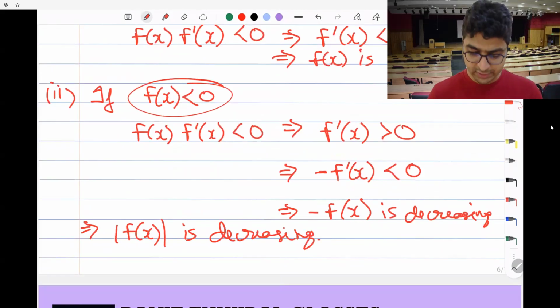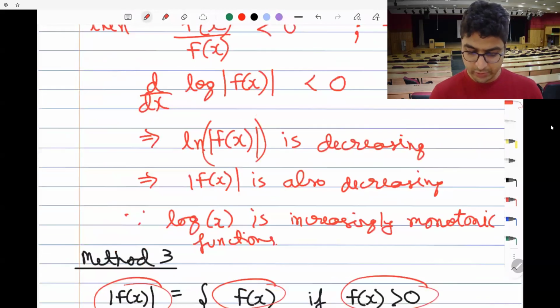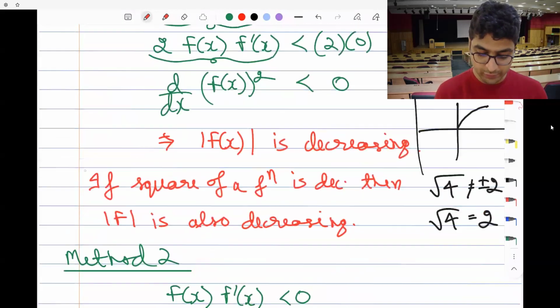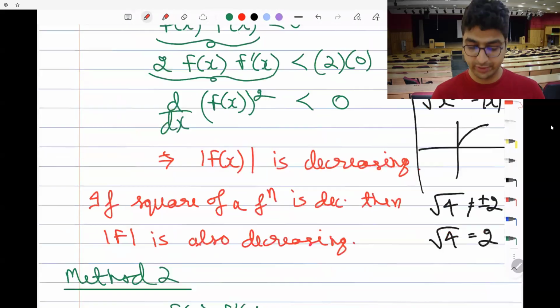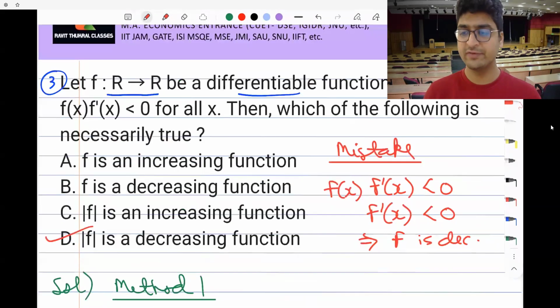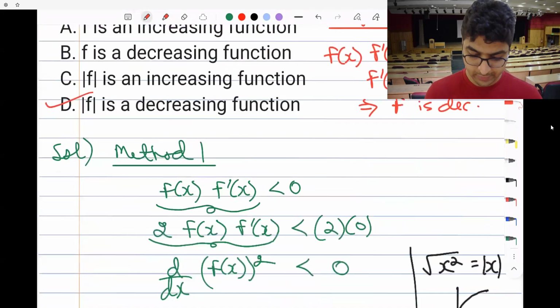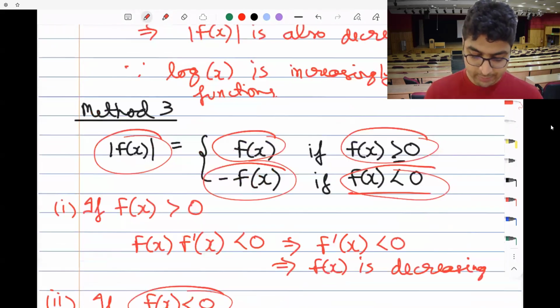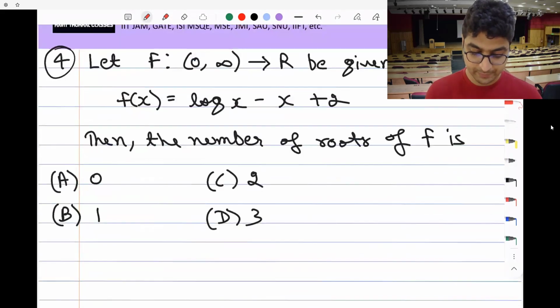Hopefully you are clear with this. And as I told you, if you want the proof of this, you can tell me, I'll provide you that. So mod of f is decreasing. Okay, so we are done with 3 questions. Let's move to the fourth one.